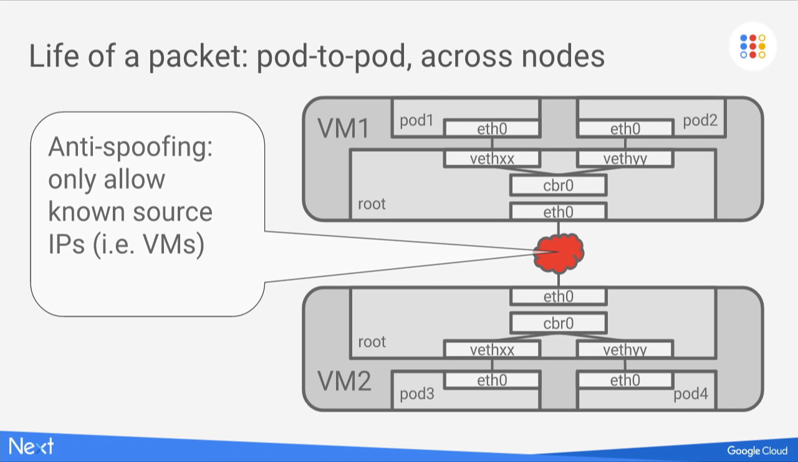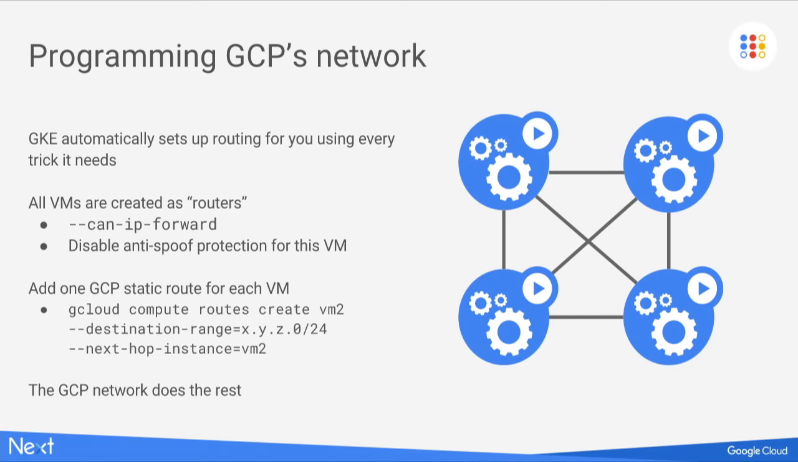It goes nowhere because we have anti-spoofing protection built into Google Cloud, and the network knows that this VM has an IP address, and the source IP is not the right IP address. So we have to set up a couple of things before we can make any of this work. So the first thing we do when we create a VM, we tell GCP that these are all routers, right? And the routers have a flag called canIPForward, which means that it's allowed to disable anti-spoof protection, but only for this VM. The rest of the network is still spoof safe.